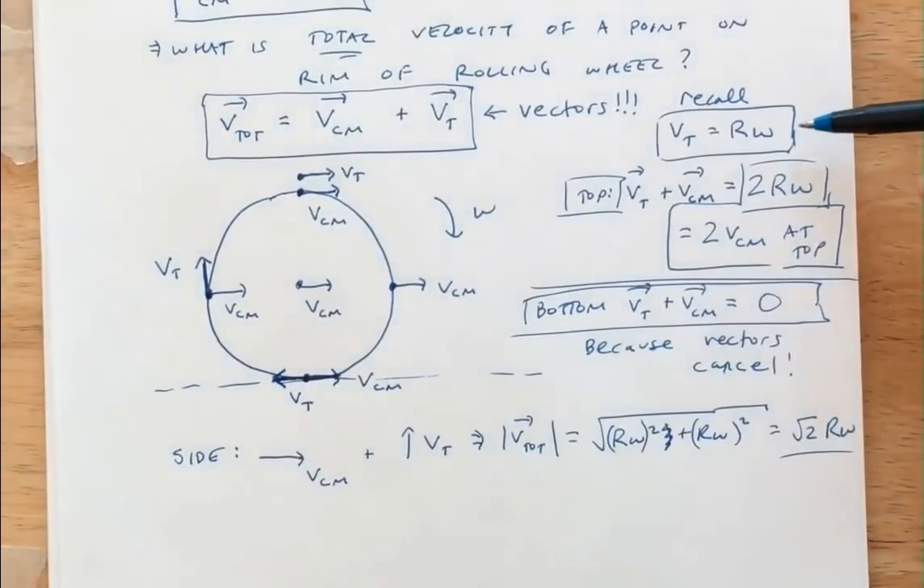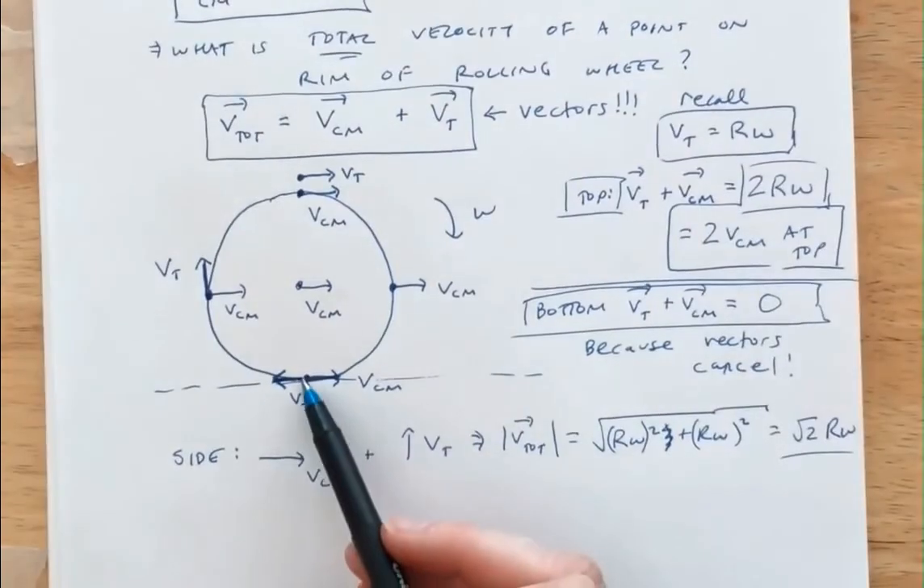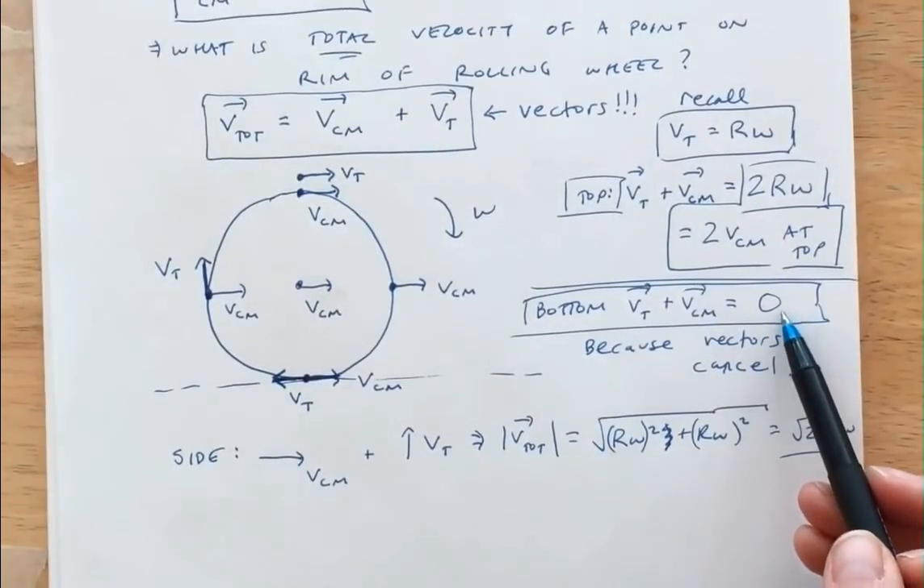So really this applies to every point: we just add the two vectors. The most common ones that we think about though are the top, where it equals 2 times the velocity of the center of mass, and the bottom, where the wheel touches the ground, where the instantaneous velocity at that point is 0.